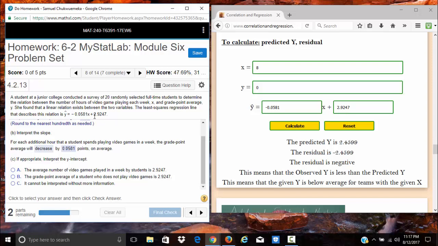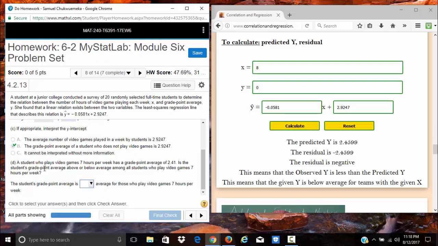So y-intercept is when x is 0. What is your y? So the average number of video games played in a week by students is this. That is wrong. The grade point average of a student who does not play video games, when x is 0, is 2.9247. So somebody who doesn't play video games, that's the y-intercept, will be 2.9247.